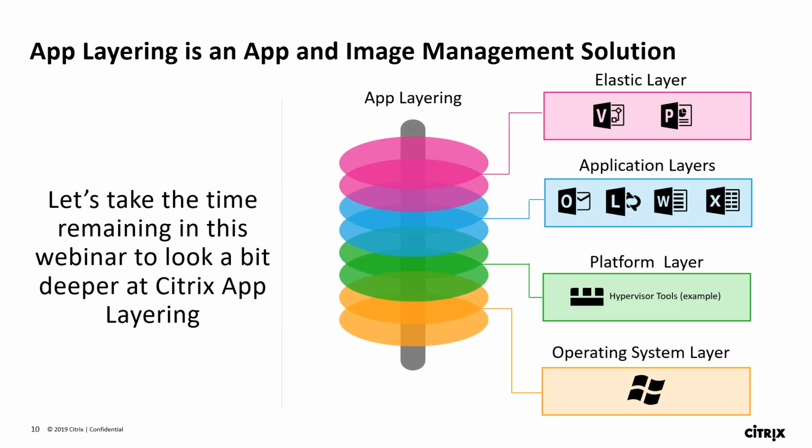App layering is, again, an image management solution. Up until now, we've provided a high-level explanation of app layering. App layering is an app image management solution. It is also a process and a technology. Layering is a process that is used to deliver a vDisk to virtual machines that are the workhorses that carry the load for CVAD, or Citrix Virtual Apps and Desktops.